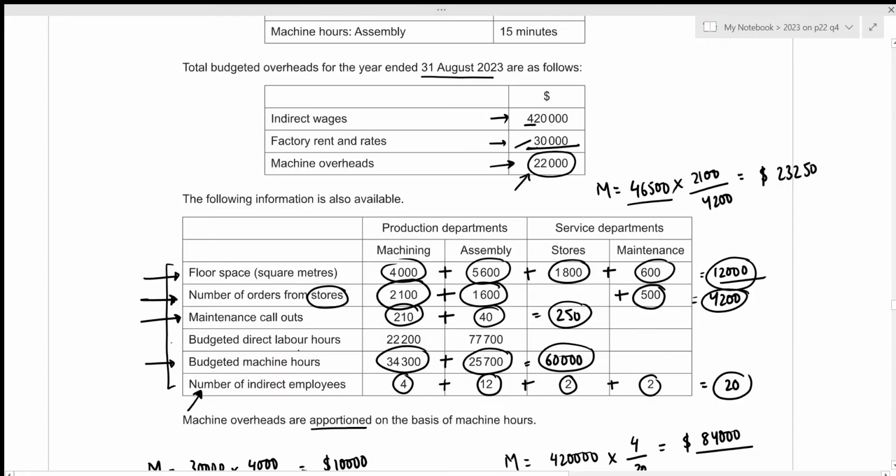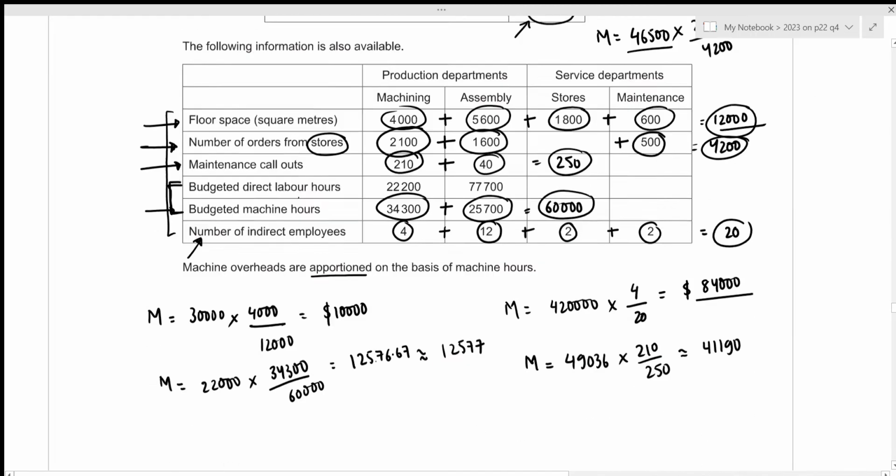We're given the budgeted direct labor hours and the machine hours right here, so we need to compare it. For our machining department, we can see that the machine hour is greater, which means that this is capital intensive, not labor intensive. So our overhead absorption rate will be based on our machine hours. We just need to utilize 34,300.